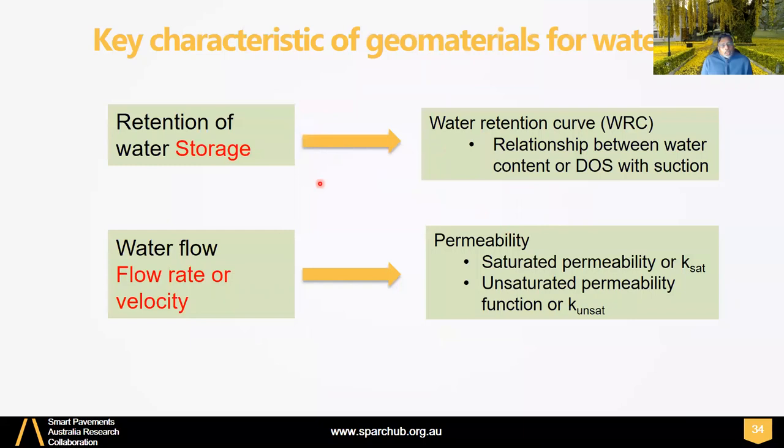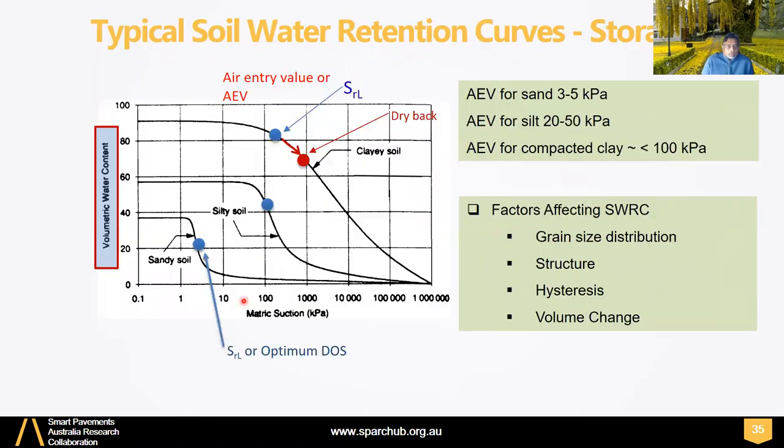When we talk about water flow, there are two aspects to consider. One is retention of water, the other is flow. Retention of water is storage, which is characterized by the water retention curve, a relationship between water content and DOS or suction. Water flow is the rate, which is characterized by permeability.